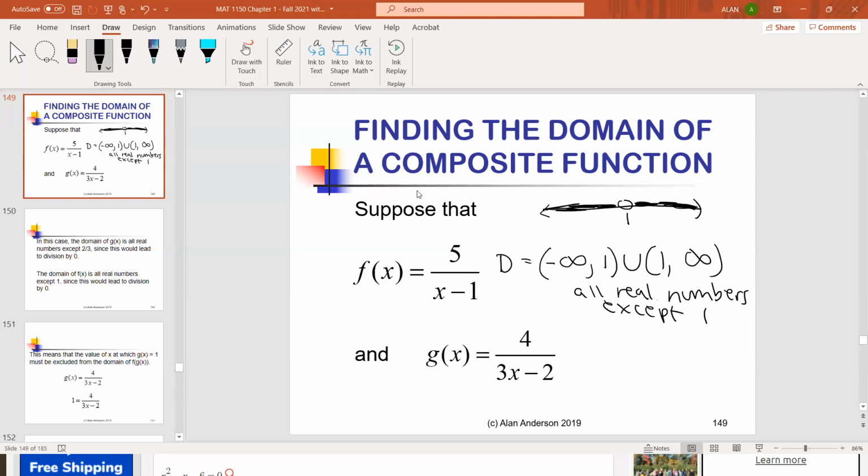And down here, you can see we have a similar potential problem. If x equals 2/3, then you'll have division by 0. Because 3x minus 2, when you evaluate x at 2/3, you'll get 2 minus 2, which is 0. So here we have to avoid 2/3. So the domain is written in a very similar way.